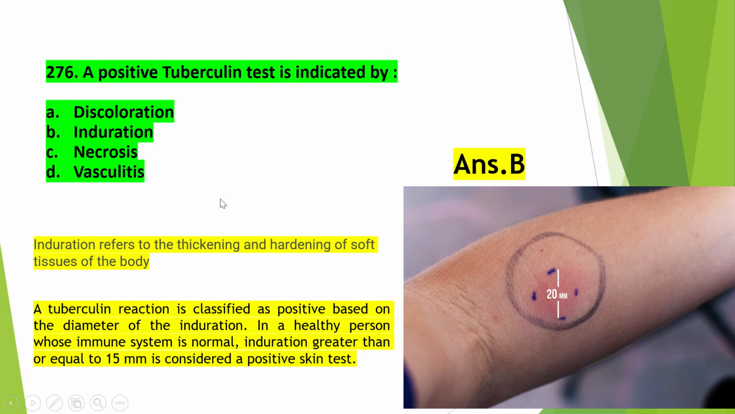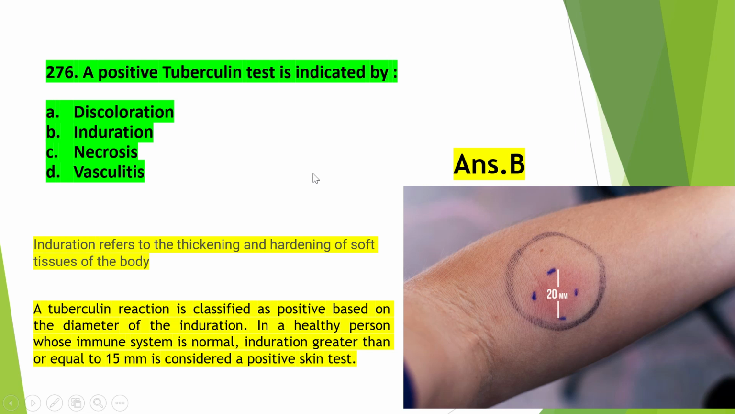And what is the tuberculin test? A tuberculin reaction is classified as positive based on the diameter of the induration. So depending on the diameter of the induration, we can say this is a positive or negative tuberculin test. In a healthy person whose immune system is normal, induration greater than or equal to 15 millimeter is considered a positive skin test or positive tuberculin test.